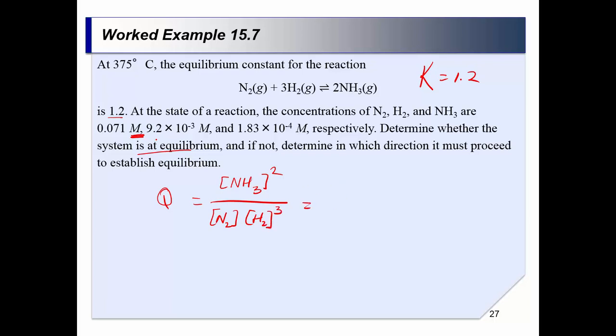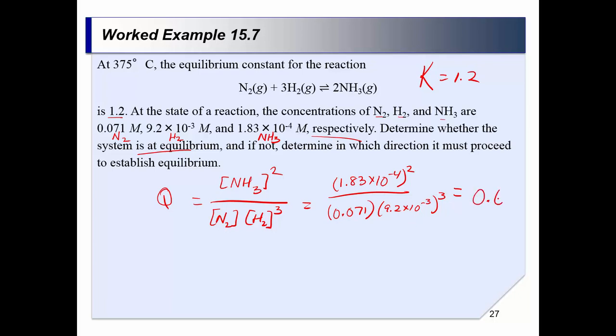Now you also have to understand what the word respectively means. We're told nitrogen, hydrogen, then ammonia. So this is nitrogen, this is hydrogen, this is ammonia. So I can plug in my numbers appropriately. And I'm going to leave the capital M molar off here. And this is cubed. And when I work that number, I get a Q value of 0.61.